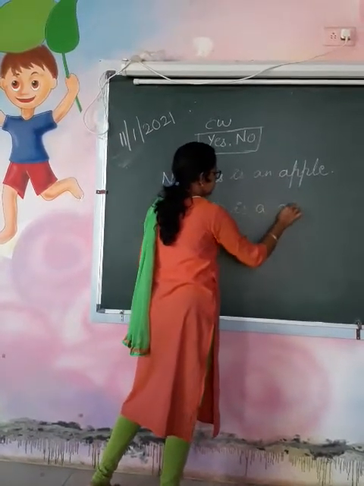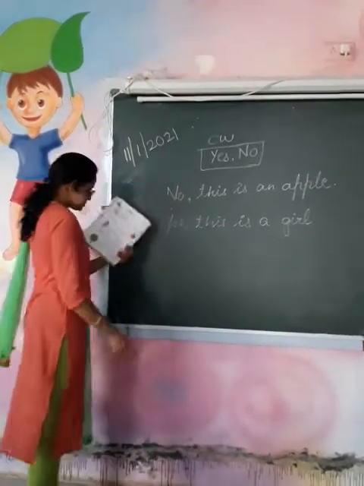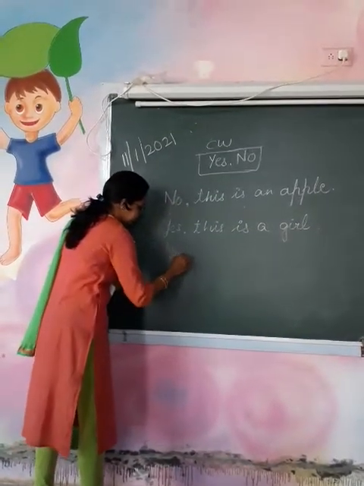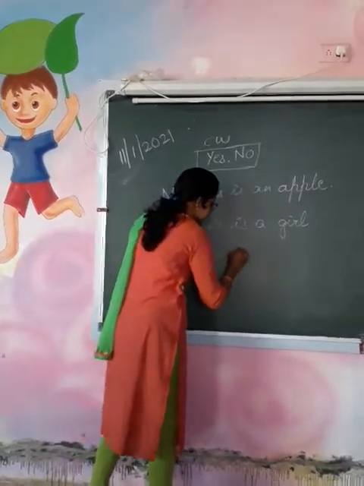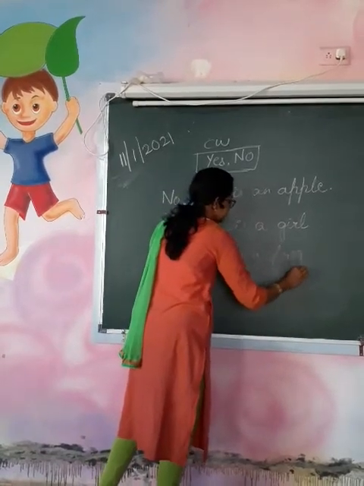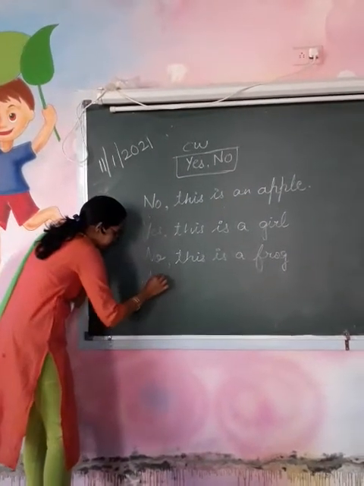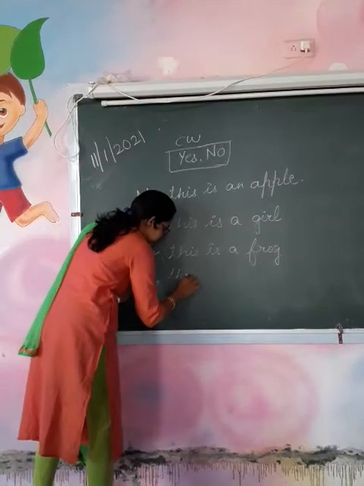Okay. You have to write the date on each page. Next, is this a toy? No. What is it? It is an animal. No, this is a frog. Which animal is that? This is a frog. Next one, last one. Is this a kite? What is it? It is a tree. No, this is a tree.